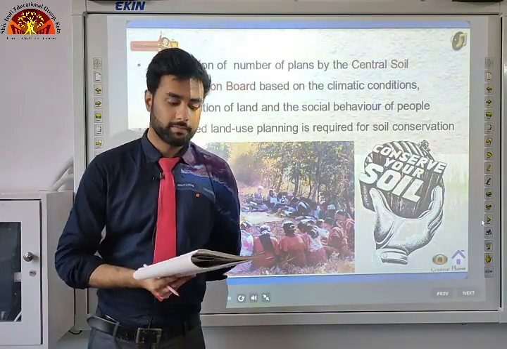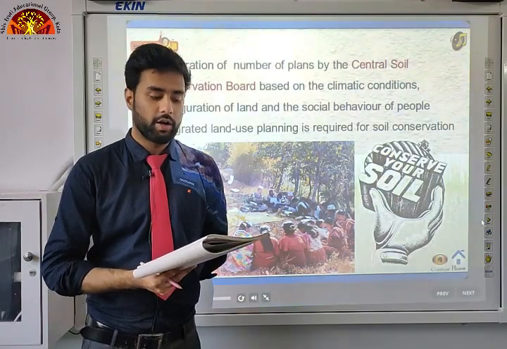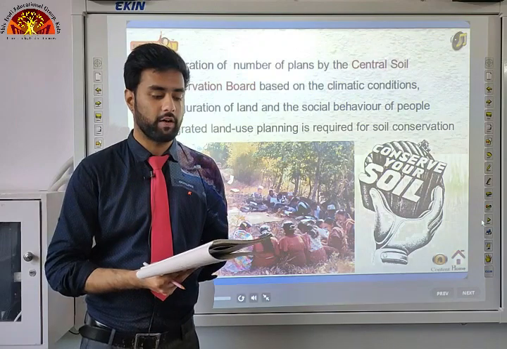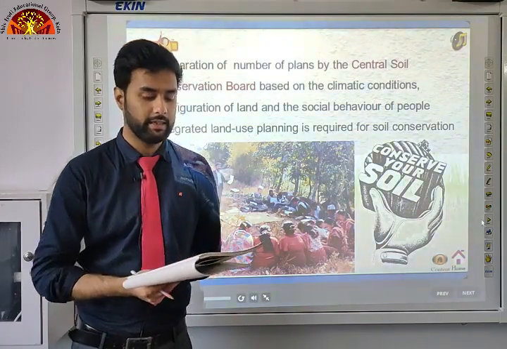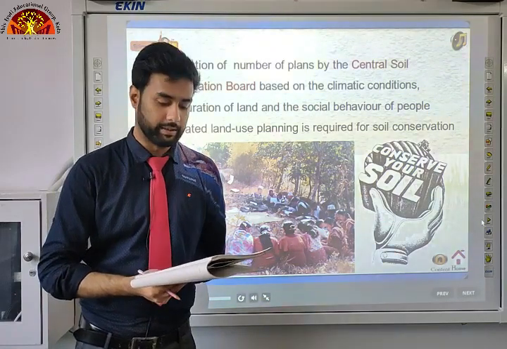Contour bunding, contour terracing, regulated forestry, controlled grazing, cover cropping, mixed farming and crop rotation are some of the remedial measures which are often adopted to reduce soil erosion. Underline these, that these are some of the remedial measures which we can take to prevent soil erosion.